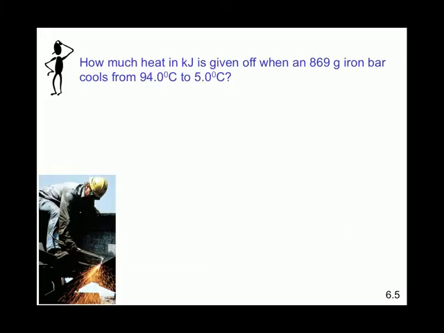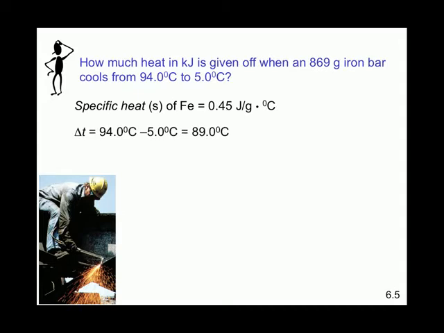How much heat in kilojoules is given off when an 869 gram iron bar cools from 94 degrees centigrade to 5 degrees centigrade? The specific heat of iron is 0.45 joules per gram per degree. Change in temperature is 89 degrees. I notice that I made sure it's a positive number.